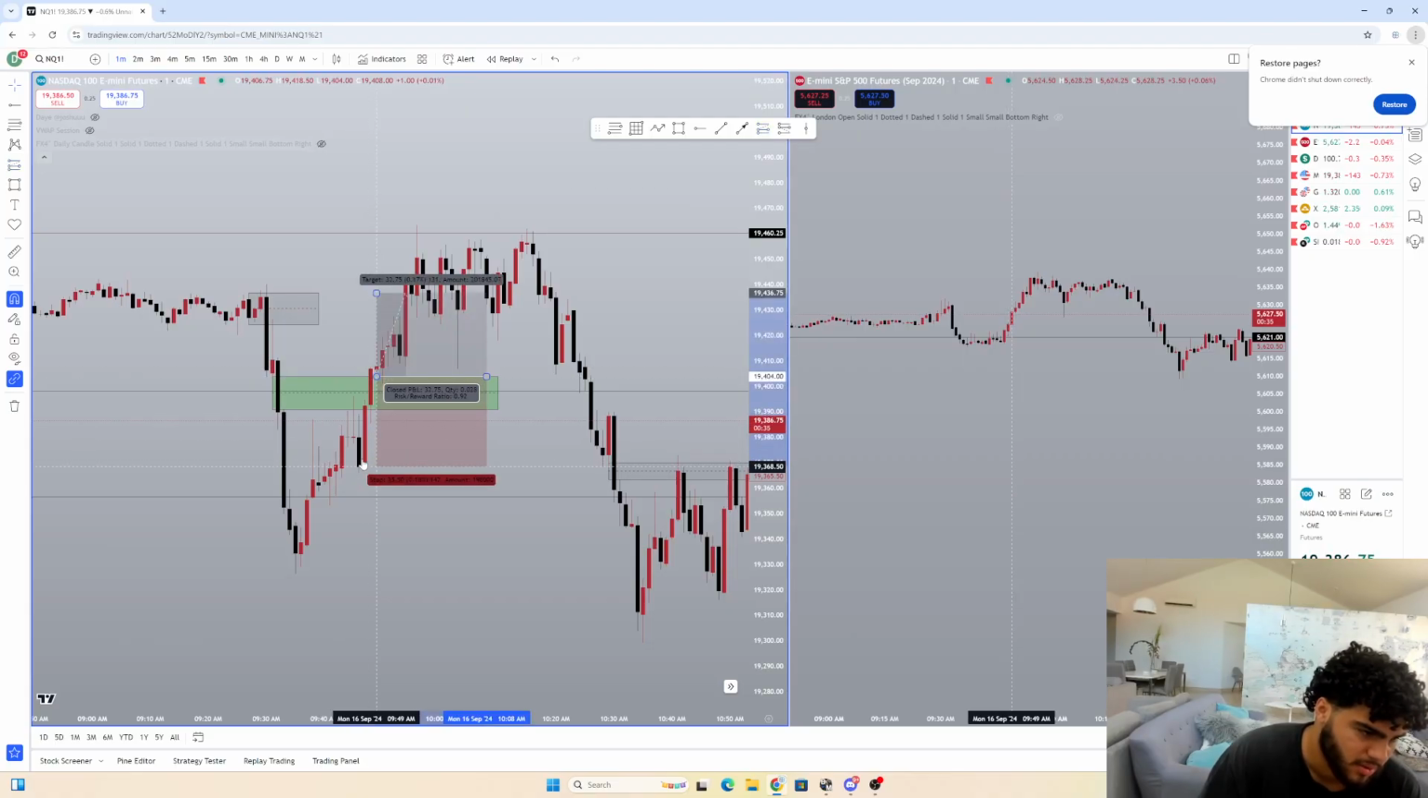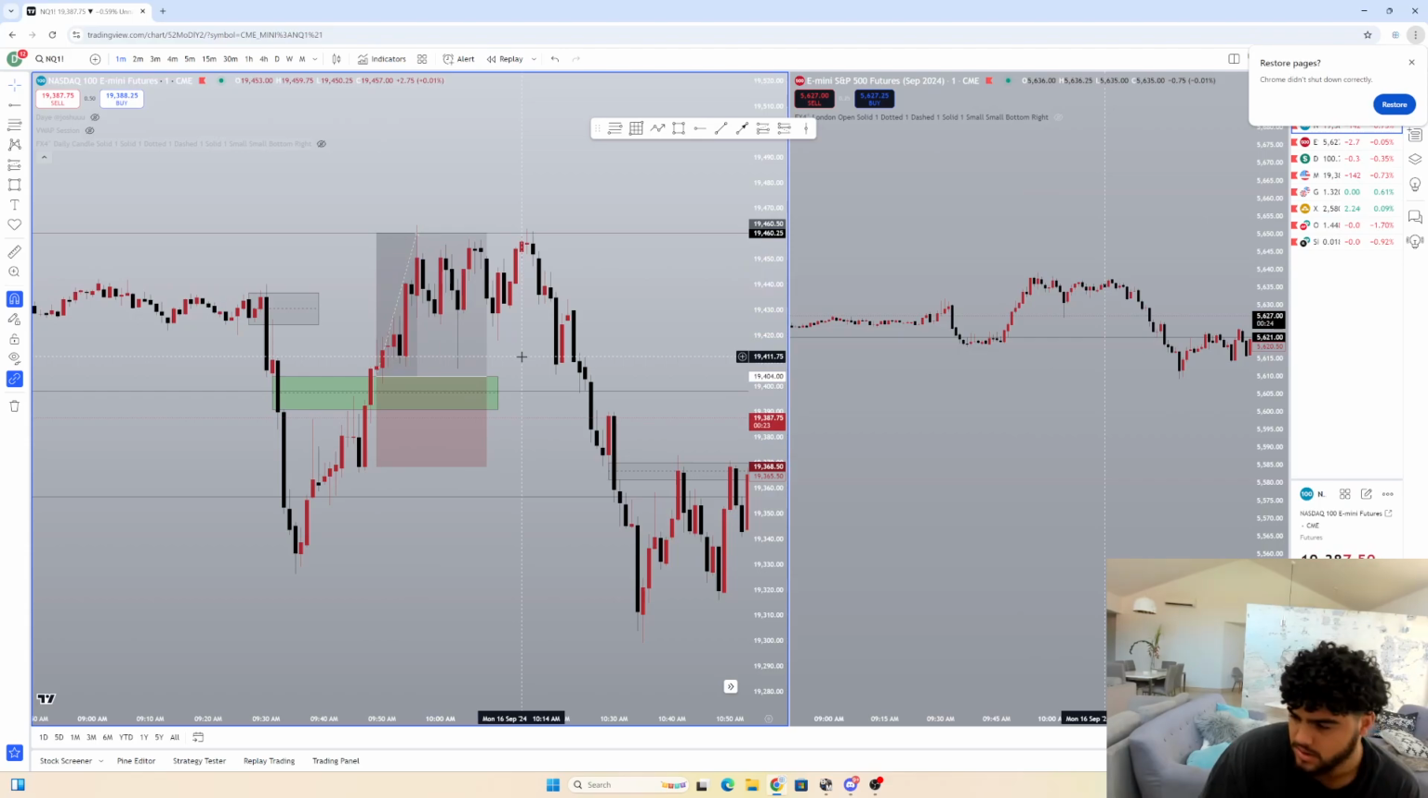I put stops below the order block because we didn't tap into the body. So I didn't want to get stopped out on something stupid because I just wanted to have a tight stop loss for no reason. So that's where I entered. That's where I put my stop loss. That's where I took profit.